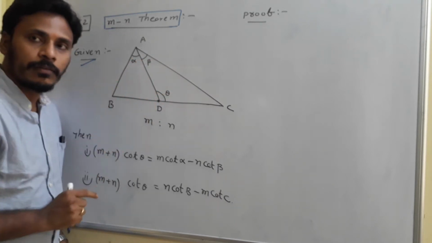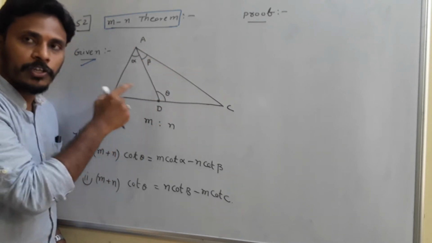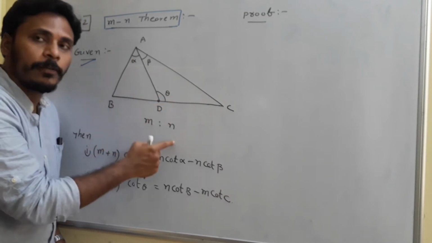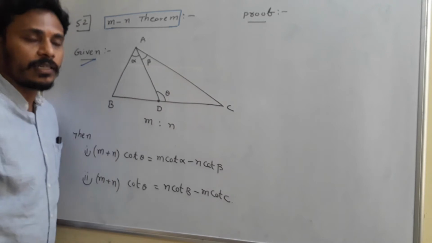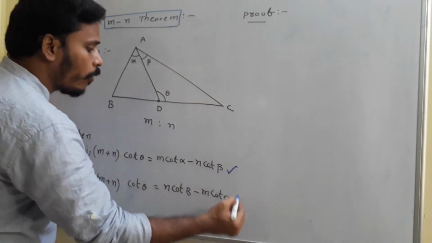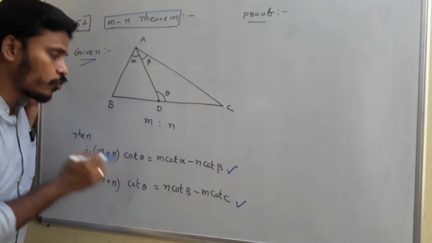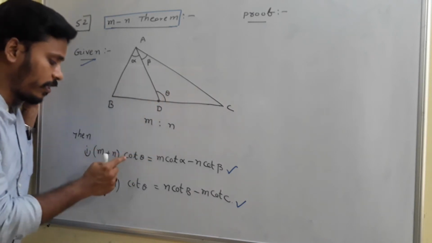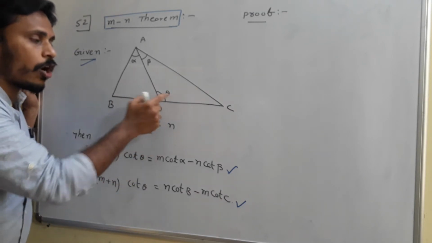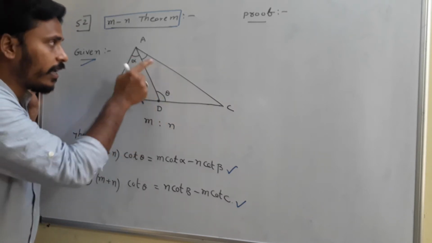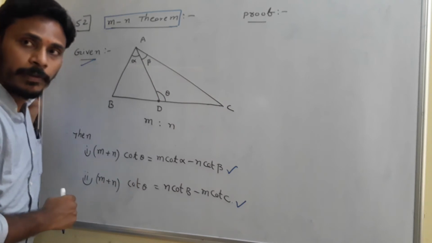If you have all this information, the ratio in which AD divides BC is M is to N, and the angles alpha, beta, theta, then these two are always correct. That is the MN theorem. So what are these two statements? M plus N cot theta is equal to M cot alpha minus N cot beta. That is the first statement.